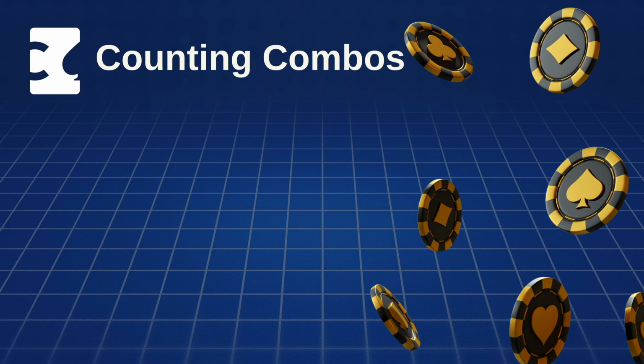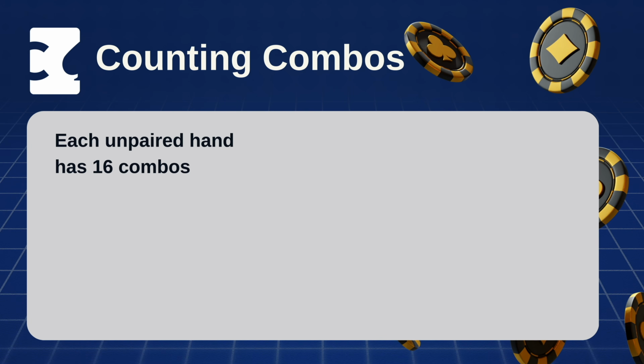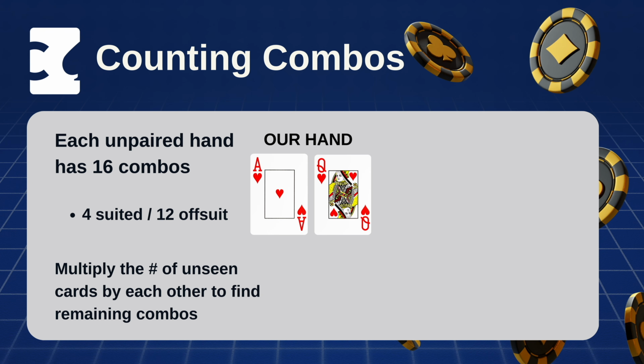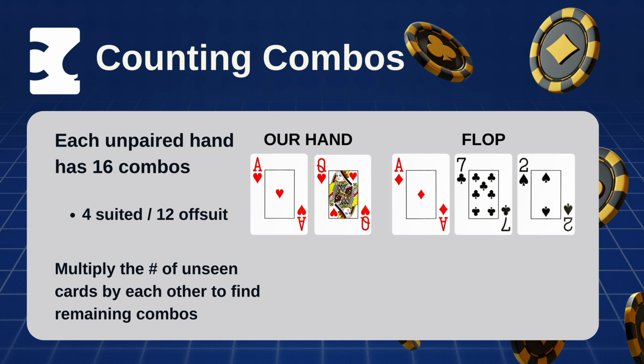Lesson 3. Counting combos. Each unpaired hand has 16 combos, 4 suited and 12 offsuit combos. To figure out how many combos are remaining, you multiply the number of unseen cards by each other to find the remaining combos. An example: if we held Ace Queen of hearts and the board was Ace of Diamonds, 7, 2, there would be 8 combos of Ace King available for our opponents to have because we hold 1 ace and there is 1 on the board, but all of the kings are still available.